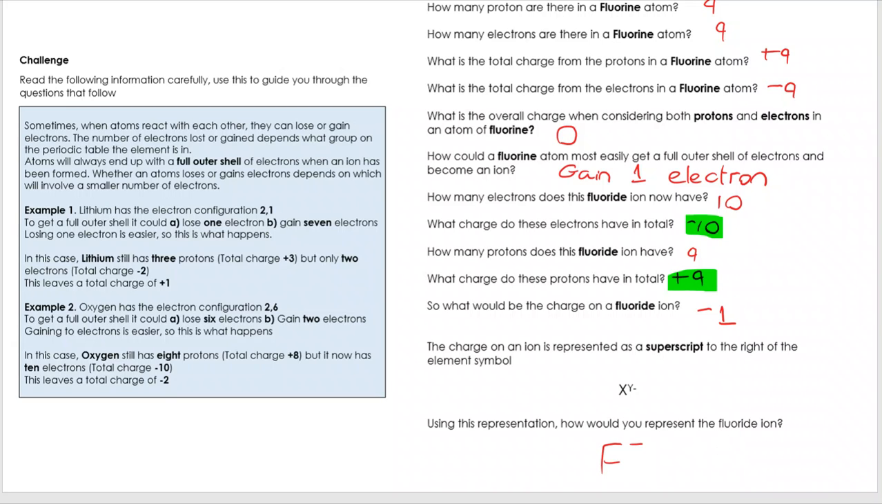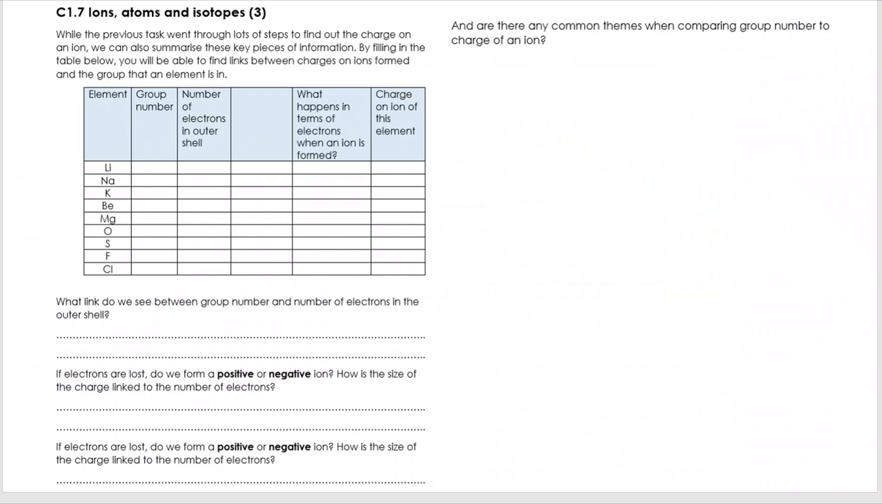Now we're going to try to demystify this a little bit and make it more straightforward. Have a go at the tasks here, and then we will review.